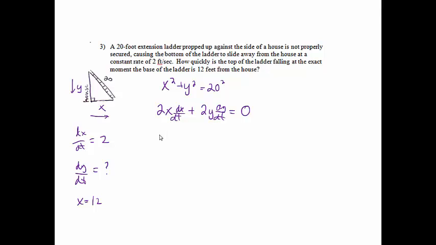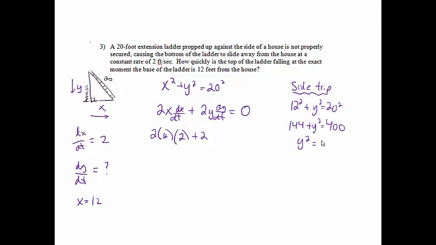All right, now from here, let's just start plugging in what we know. We've got 2 times 12 times dx dt, which is 2, plus 2. Now I came to my y and I don't know my y, so what we are going to do is stop mid-problem and take a little side trip. And we know that x is 12, so we'll have 12 squared plus y squared equals 20 squared. And so we'll have 144 plus y squared equals 400. If I subtract 144, I'll have y squared equals 256. And if you square root that, you'll get y is equal to 16.